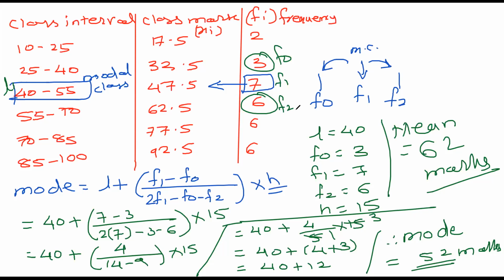मग लिहून घ्या, मी सांगतोय ते. Write down one thing. लिहा. Here the mode is 52 marks, which means that maximum number of students obtained 52 marks in the examination. Okay.